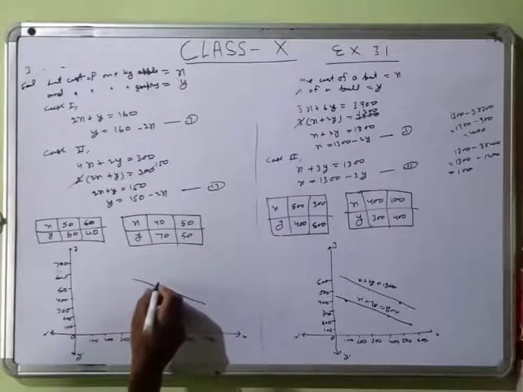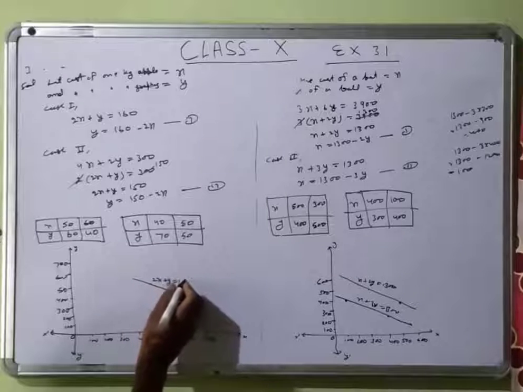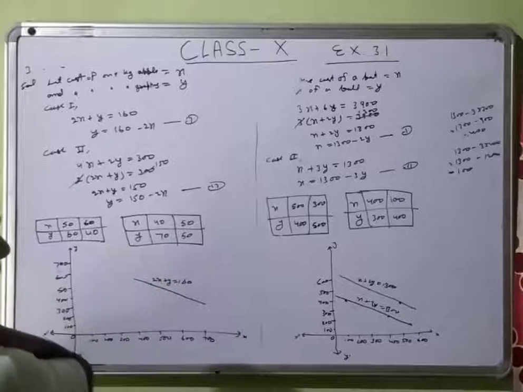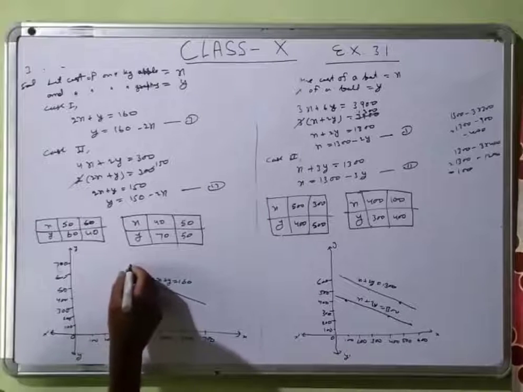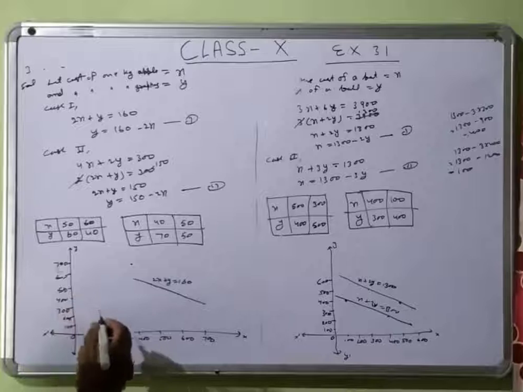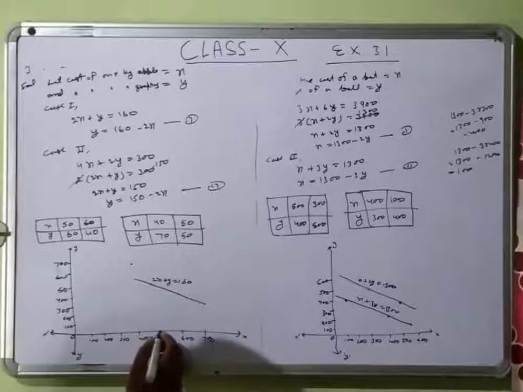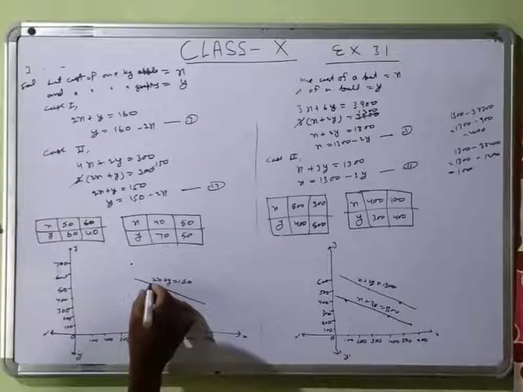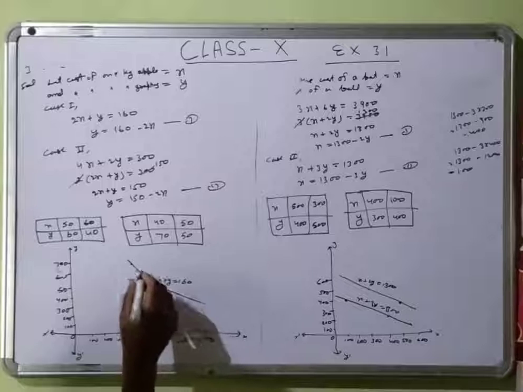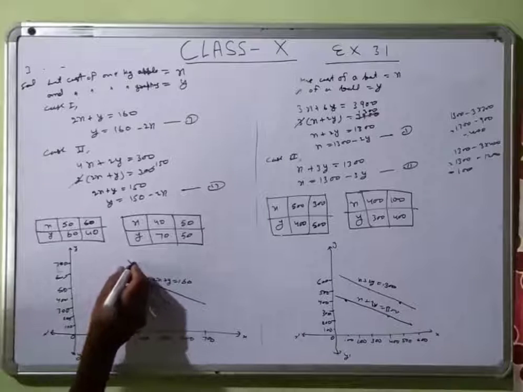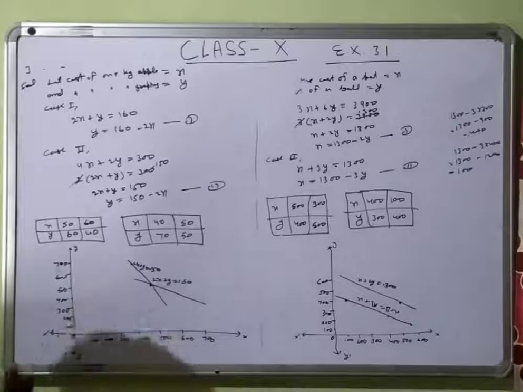This is the equation 2x plus y is equal to 160. Second, 40, 70. 40 and then 70. And then 50, 50. This equation is 2x plus y is equal to 150. Okay.